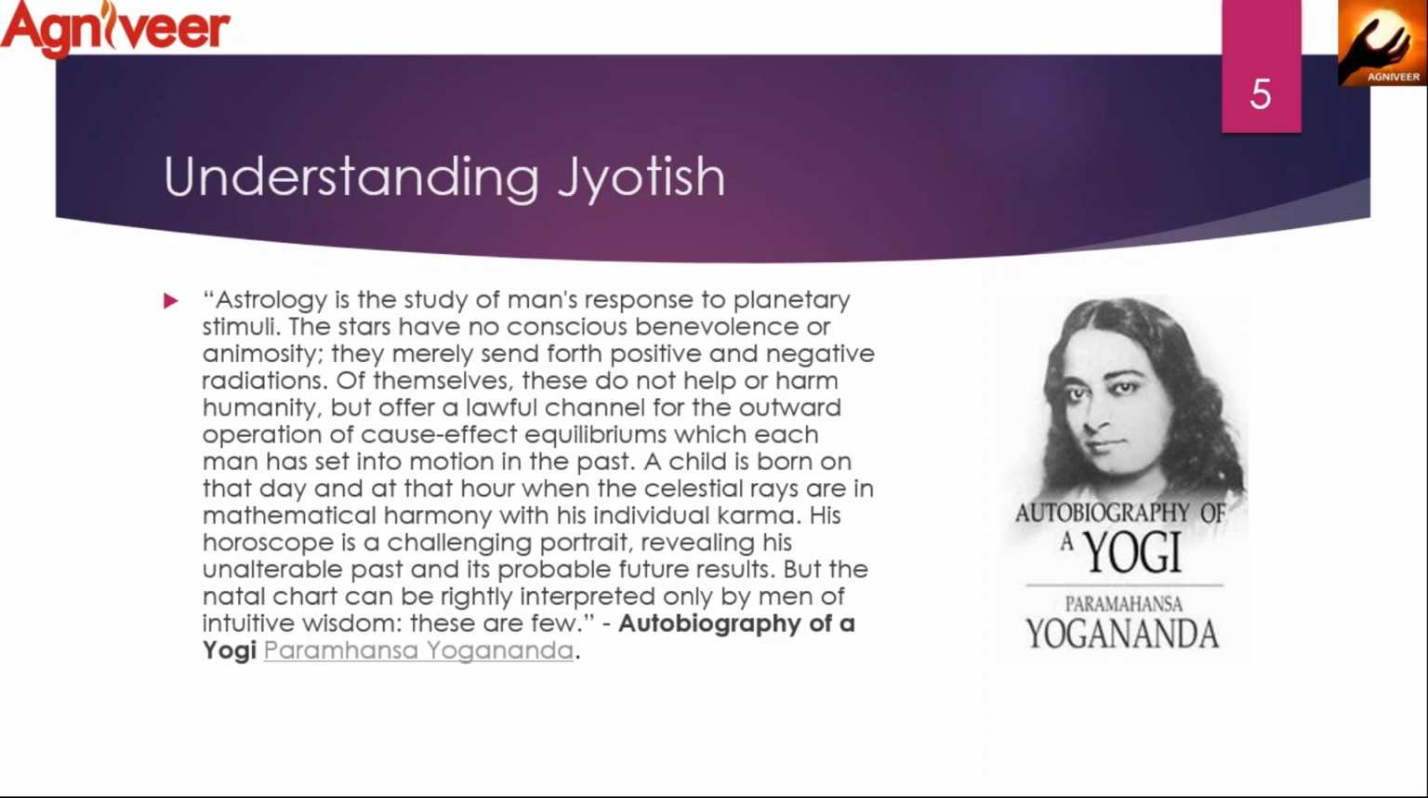A child is born on the day and at the hour when the celestial rays are in mathematical harmony. This is the most relevant line I found in this book: the time of birth is not a coincidence or something that happened by chance. The person takes birth exactly at the right time when he is supposed to, when all the celestial rays are in mathematical harmony with his individual karma, his previous karma. Then only he takes birth. The horoscope is a portrait, or a chart of the sky map, which depicts how his previous karmas were.